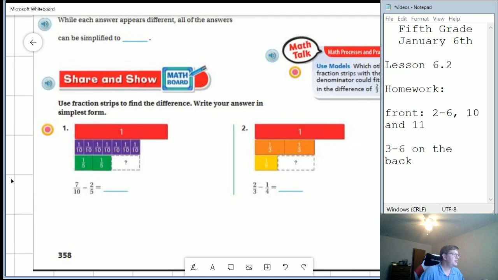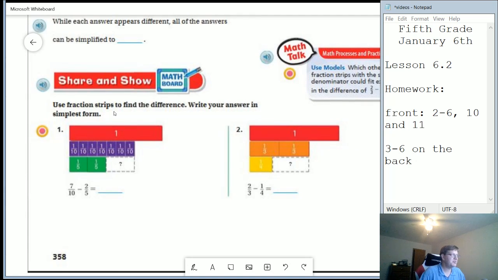Okay, so number one, we have our fraction strips. Write your answer in simplest form. So we are looking at 7/10 minus 2/5. So what we can do is actually take a look at this part.